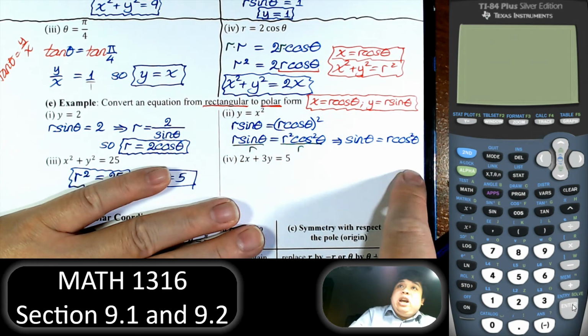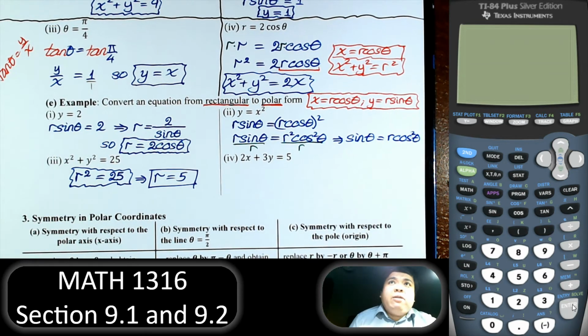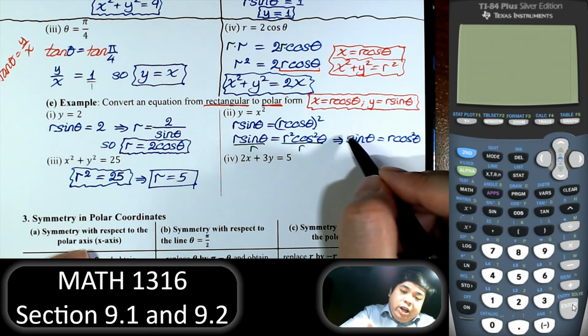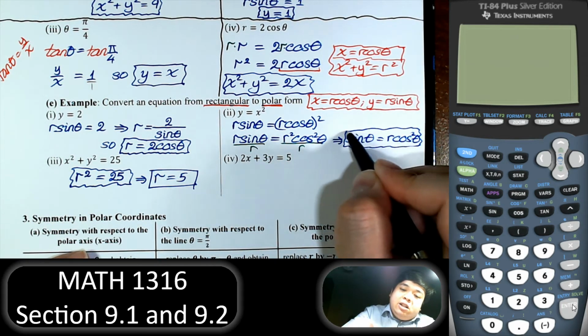If we want to, we can divide by cosine squared on the other side. And that's what we have. But not much we can do. Like I said, when we have an equation that has r and theta in it, we're done.